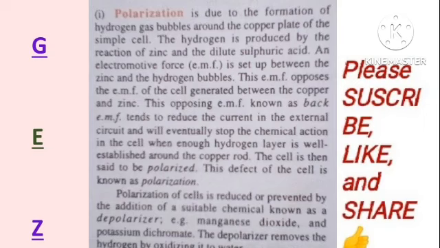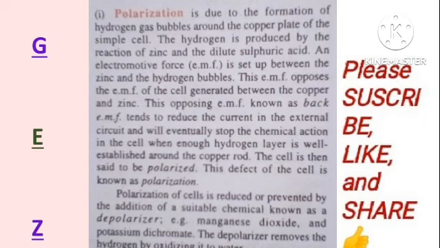But one thing we need to understand is that there are also defects of these cells. For example, we have what is known as polarization, because when these anions and cations are flowing, hydrogen gas forms around the copper plate of a simple cell. Basically, a simple cell is a type of cell that cannot be recharged, so it's just used once. Examples are Daniell cells and Leclanche cells.